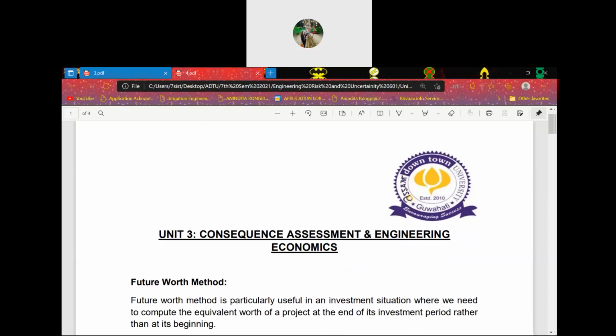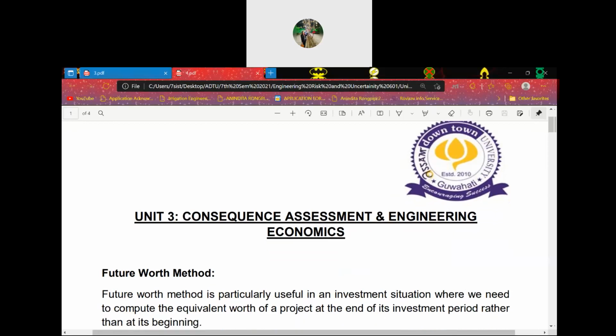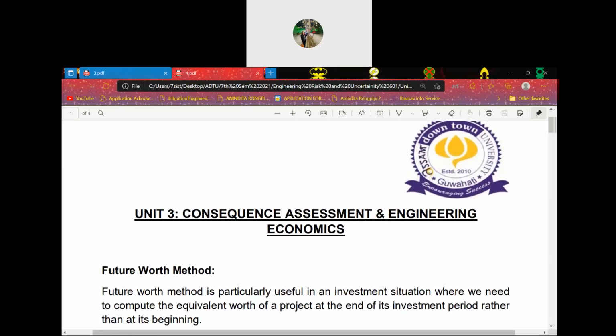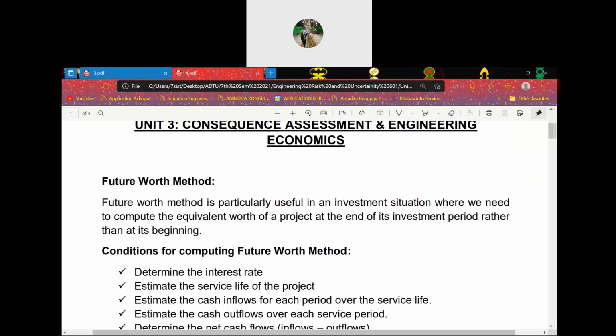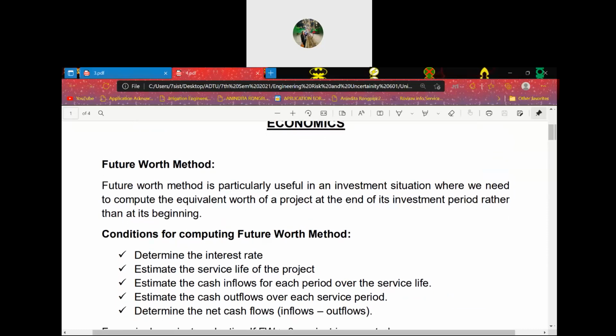Next is the future worth method. The future worth method is particularly useful in an investment situation where we need to compute the equivalent worth of a project at the end of its investment period rather than at the beginning of the investment period. So conditions for computing future worth are: determining the interest rate, estimating the service life of the project, estimating the cash inflows for each period over the service life, and estimating the cash outflows over each period of the service life.